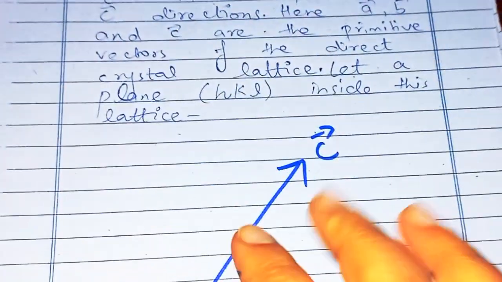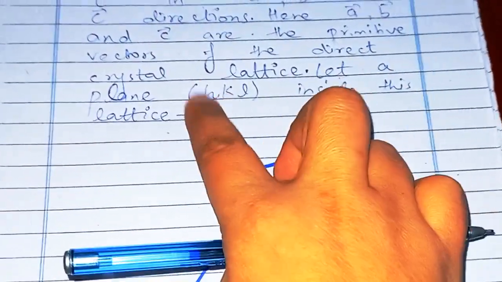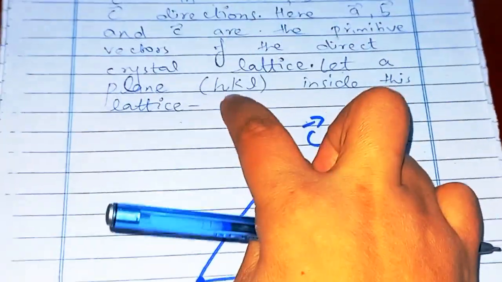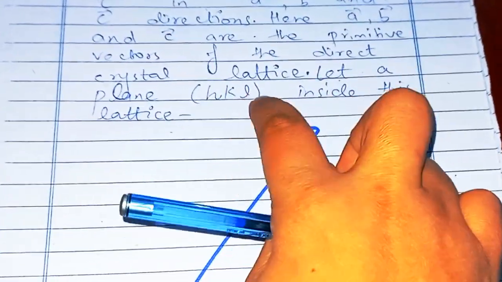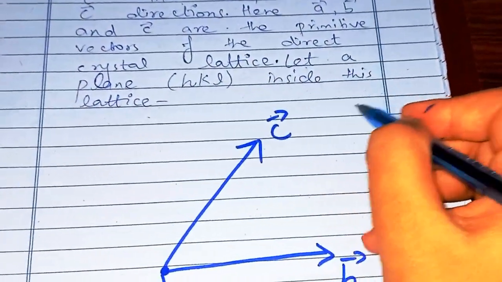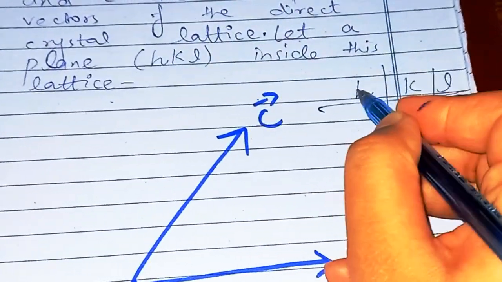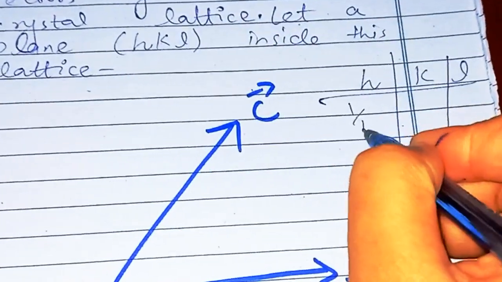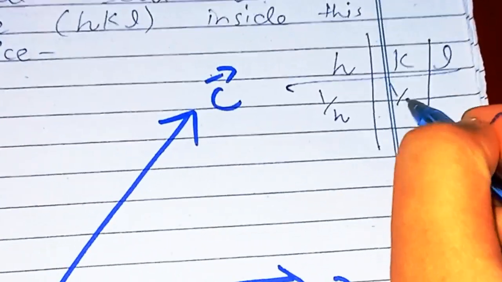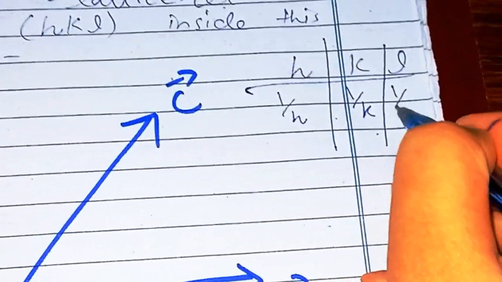If you know, then you know how we draw the plane inside the lattice. We take the reciprocals of these indices. Here the reciprocal of h is 1 over h, the reciprocal of k is 1 over k, and the reciprocal of l is 1 over l.